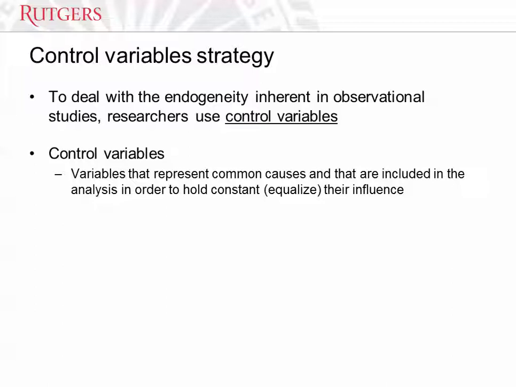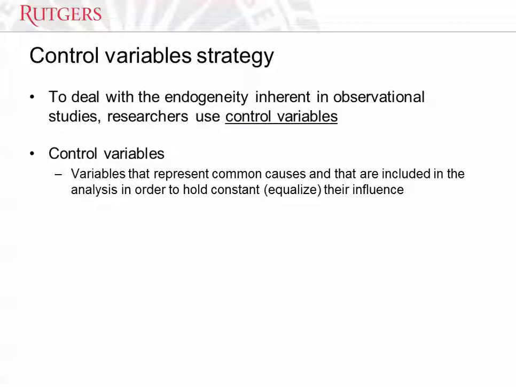So we're often fundamentally interested in cause and effect, and yet the vast majority of data that we have to work with is observational. So the way researchers approach causal questions with observational data is largely to use a control variables strategy. And this is to deal with this issue of endogeneity, which we talked a bit about last week.